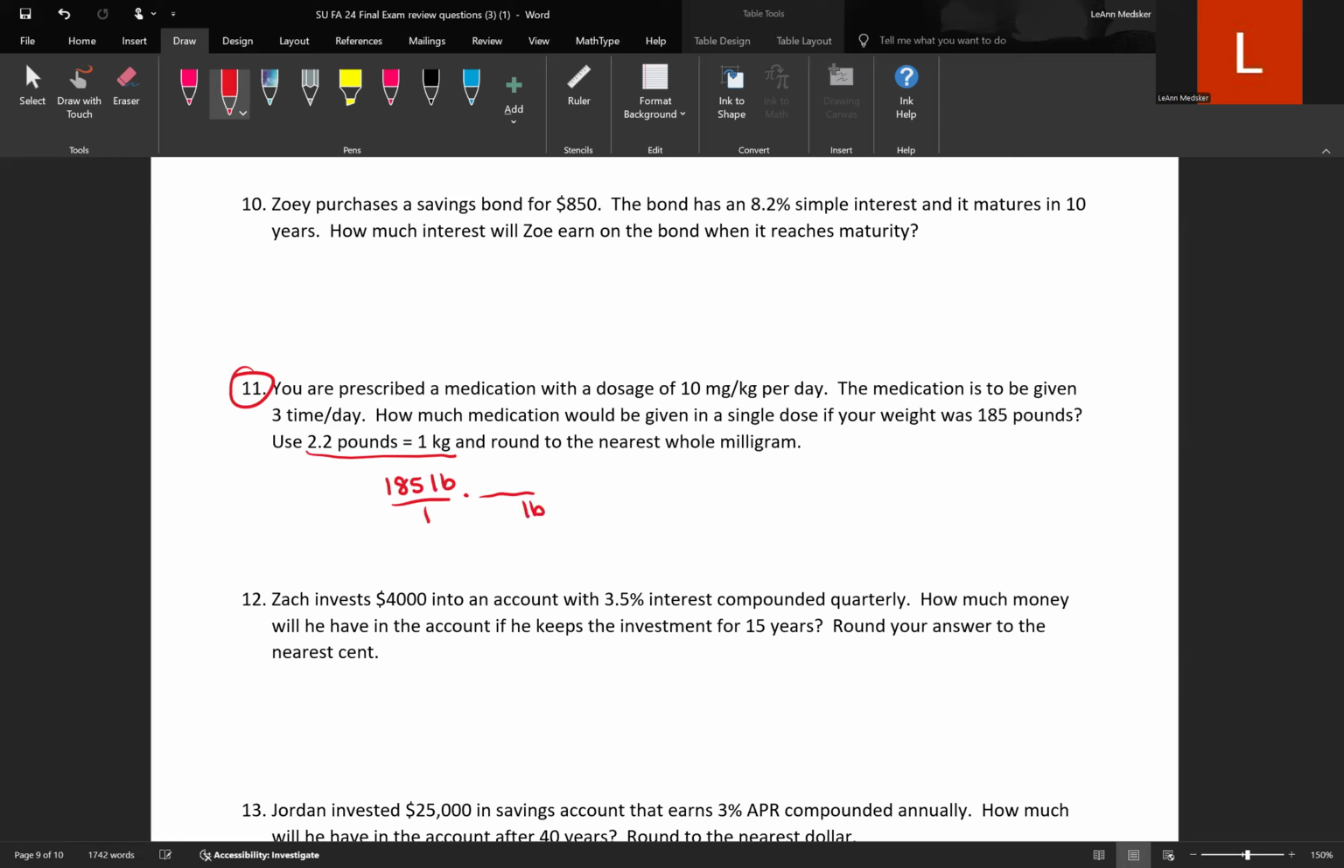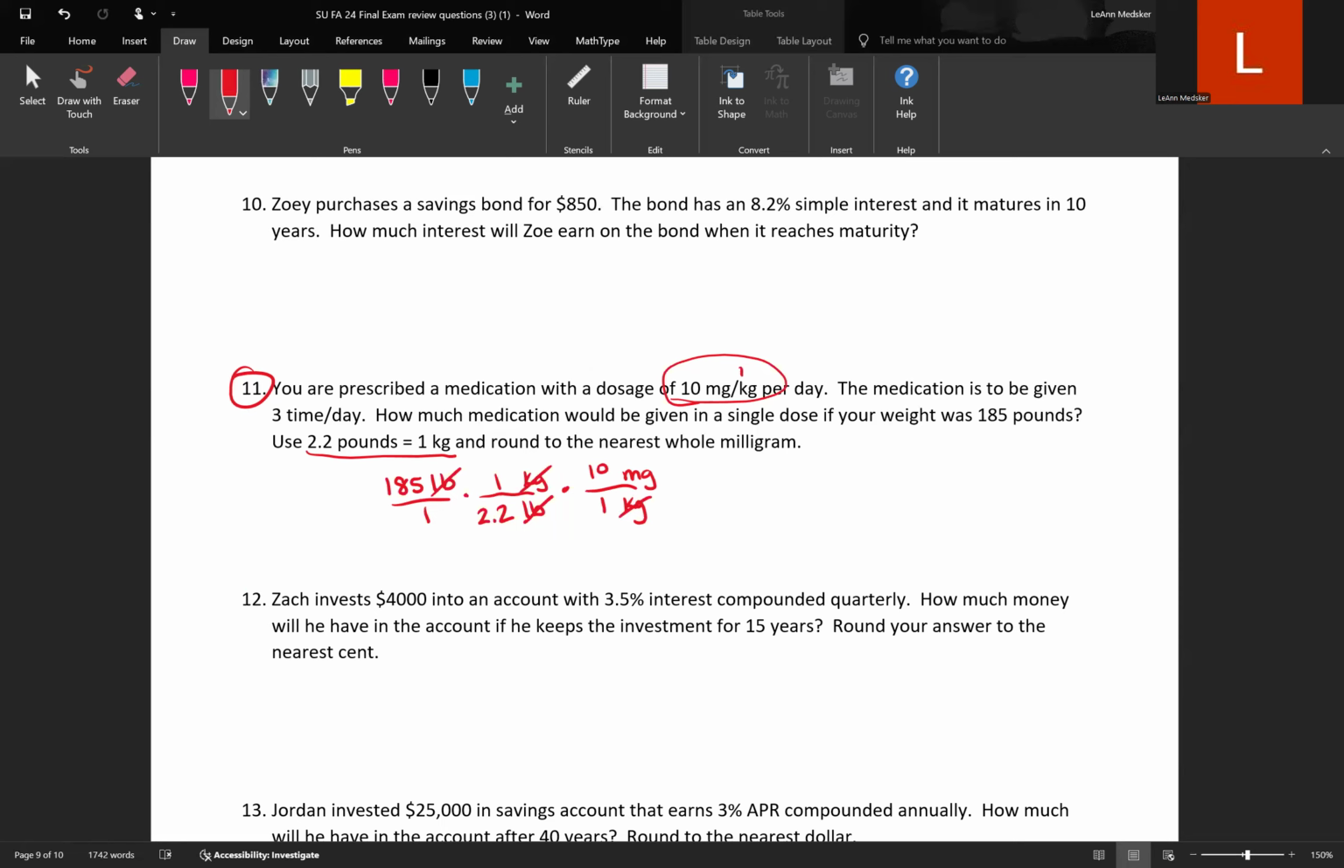I need pounds to cancel, and I'm going to end up in kilograms. So that would be 2.2 pounds for every 1 kilogram. Now, I need to get into medication. So that's where this dosage comes in. This is 10 milligrams per 1 kilogram. Again, don't worry about where these numbers are right now. Just make sure you put kilograms where it needs to cancel and then the other unit on the top. And then that would match with this. So that's 10 milligrams per 1 kilogram.